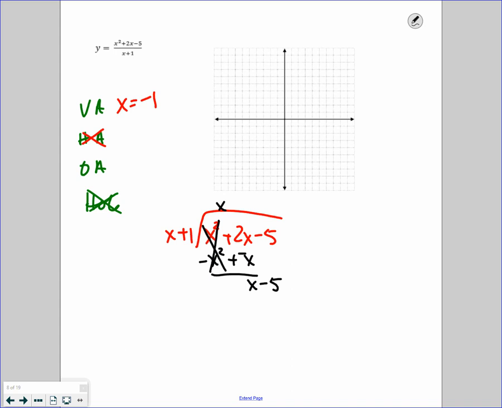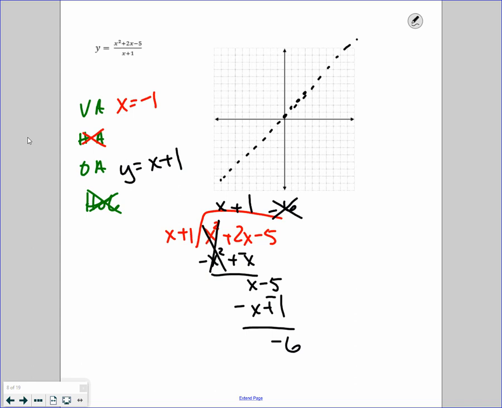And I'm going to give myself a little more space here. What times x would get me x? +1. Change the signs, I get a remainder of 6. Now, the remainder is meaningless to the actual oblique asymptote, so this is y equals x plus 1. So that means I'm going to graph the line y equals x plus 1, and that is my oblique asymptote. My vertical asymptote is x equals -1.